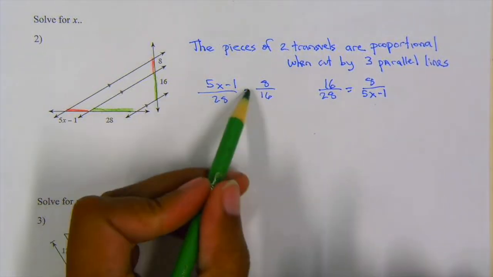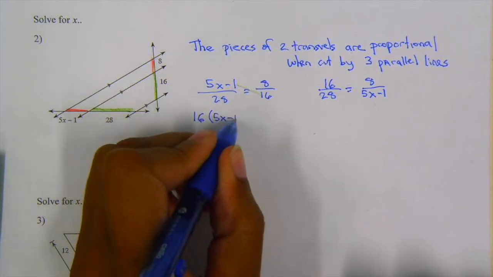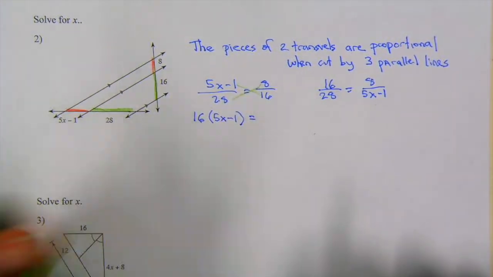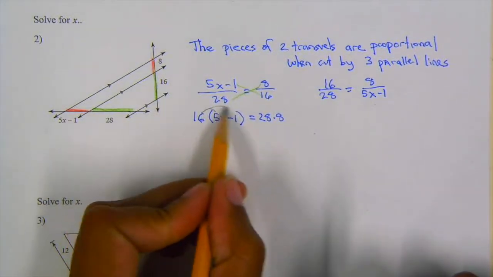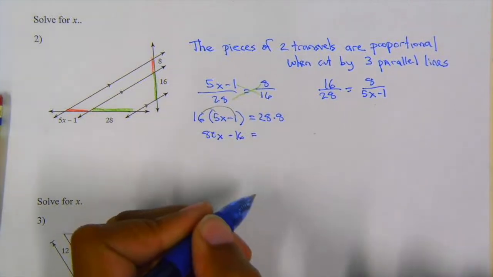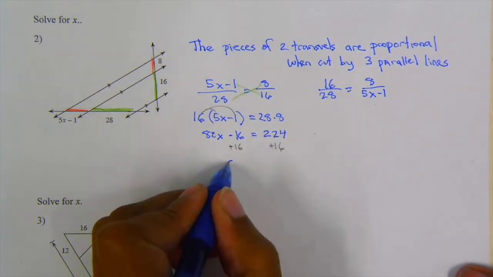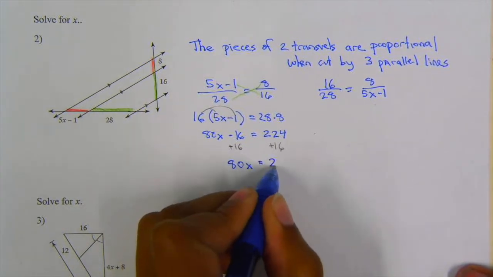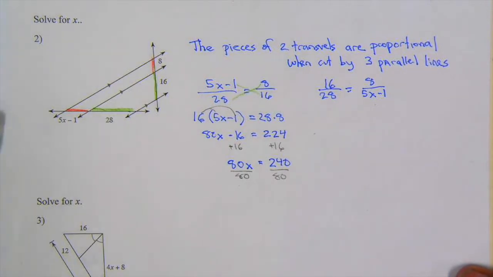So let's see, cross multiplying on this side, we've got 16 times 5x minus 1, and on the other side we have 28 times 8. So first step, distribute the 16. 16 times 5 is 80, minus 16. 28 times 8 is 224. Add the 16 to the other side, now we have 80x equals 240, and divide by 80, x equals 3.